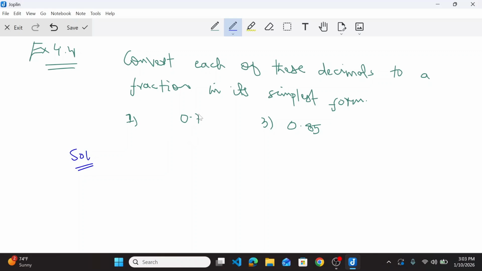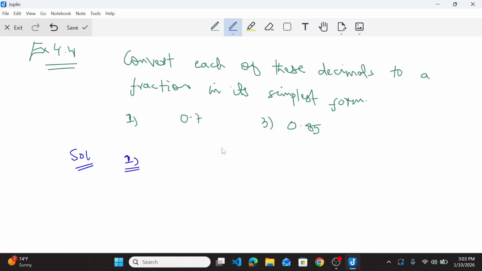Just, the last digit is on the 7th place. So the 7 is on the 10th place. So 7 divided by 10. It's easily converted into a fraction, but we want to understand it properly. So we will go the long way.